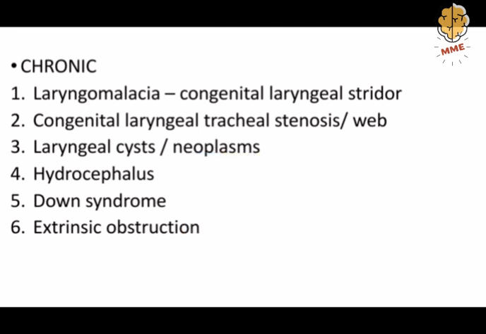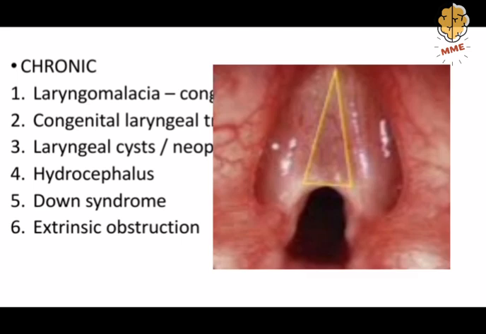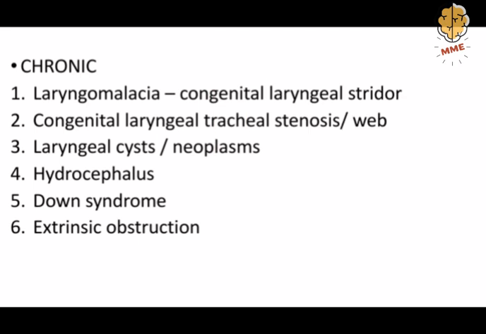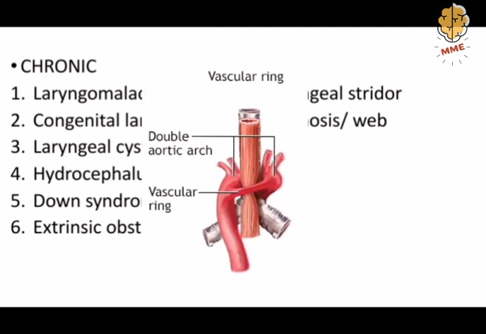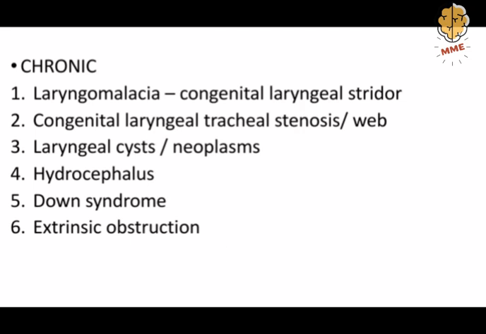The other common causes are laryngotracheal stenosis or laryngeal web, laryngeal cysts, neoplasms, hydrocephalus, and Down syndrome. Angioma, papilloma, lymphangioma constitute the neoplasm causes of stridor. Stridor can also be caused due to external causes such as vascular rings, mediastinal goiter, lymphangioma, and thyroglossal duct cyst.